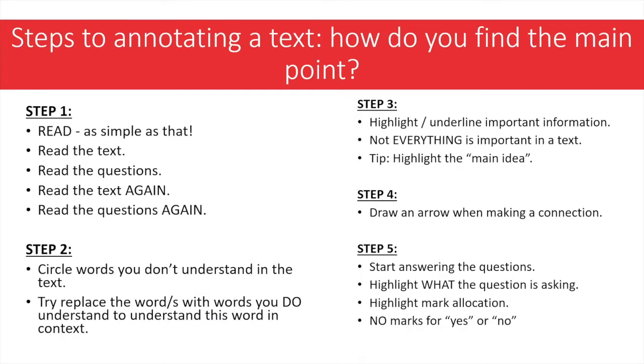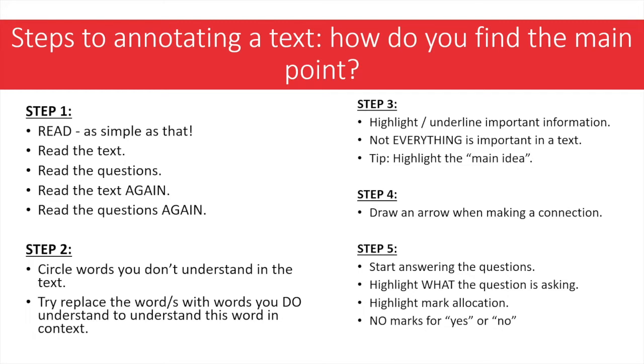Steps to annotating a text. How do we find the main points? Use this simple recipe to help you find and sum up the main points of any text you will come into contact with. Step 1. Read. It really is as simple as that. You need to read the text, then read the questions. Read the text again and read the questions again. So you must have read the text and the questions at least twice.